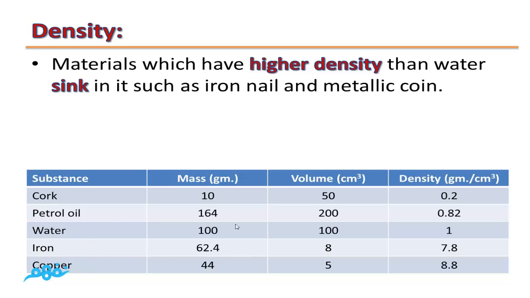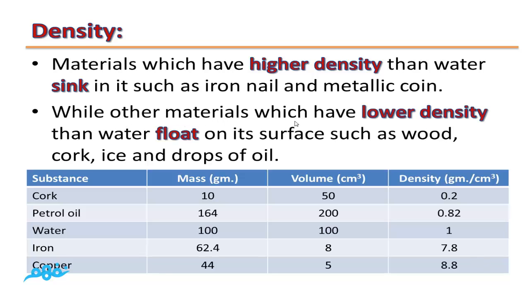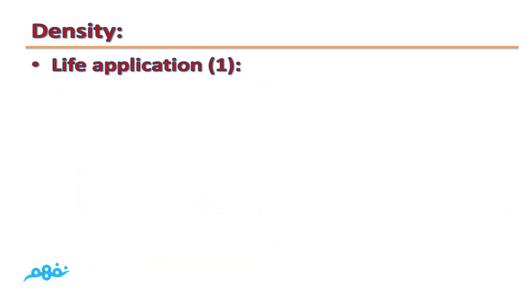As you can see here, the density of water is 1 gram per cubic centimeter, and any material which has density less than the density of water will float, while any material which has density more than the density of water will sink in it. Less density, float; higher density, sink. While other materials which have lower density than water float on its surface, such as wood, cork, ice, and drops of oil. Let's talk about some life applications for density in our daily life.